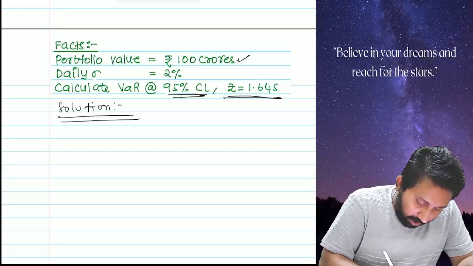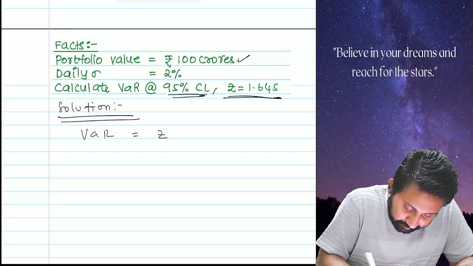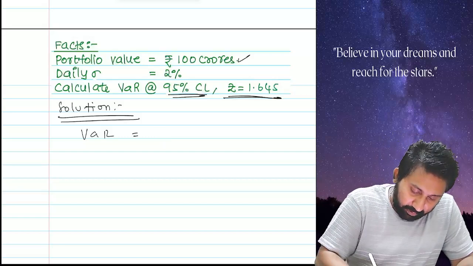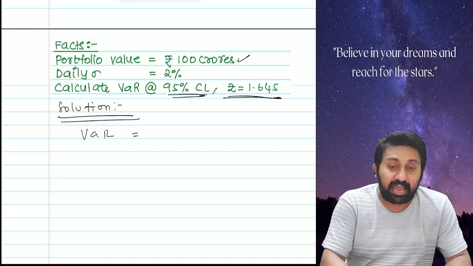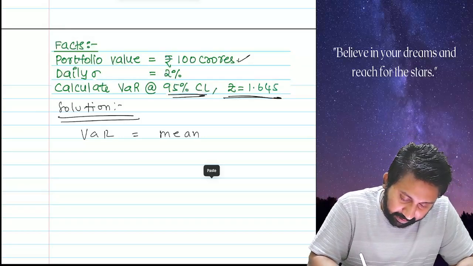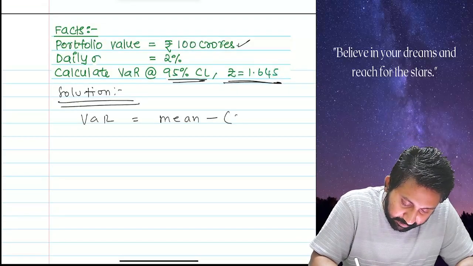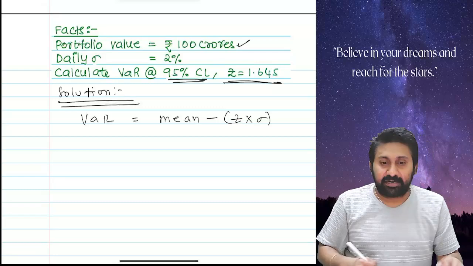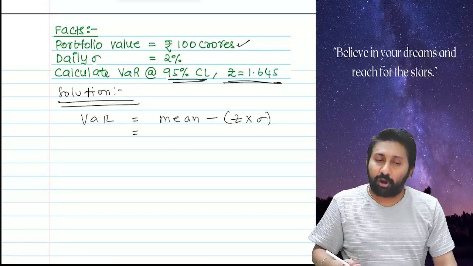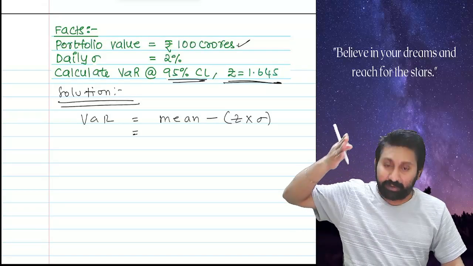Okay, formula. VAR has a formula. The formula for calculating the VAR is mean minus Z into standard deviation. Mean is given or not given? Not given. If mean is not given, mean is always said to be in the middle.